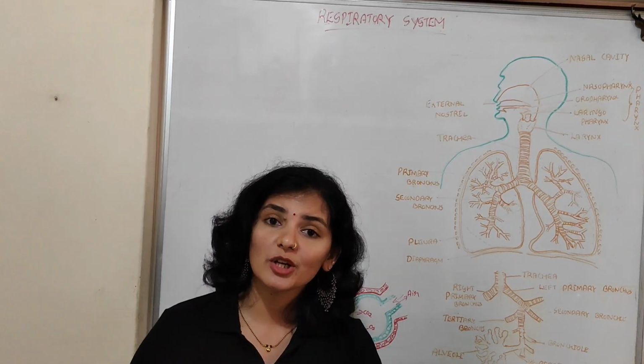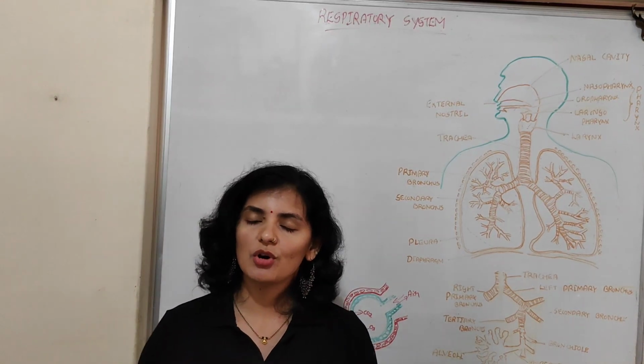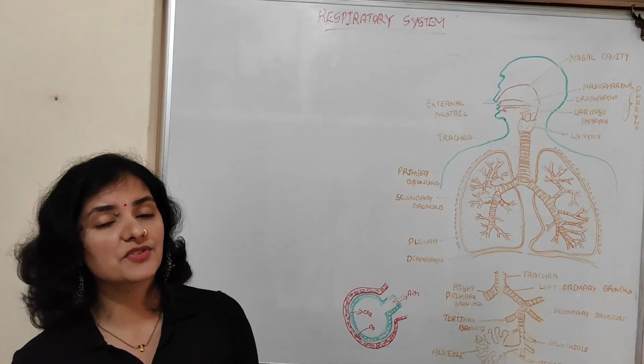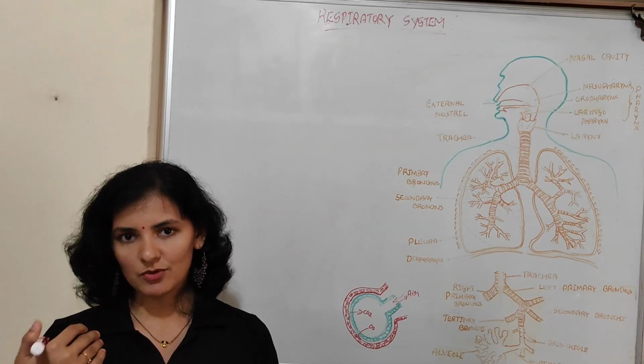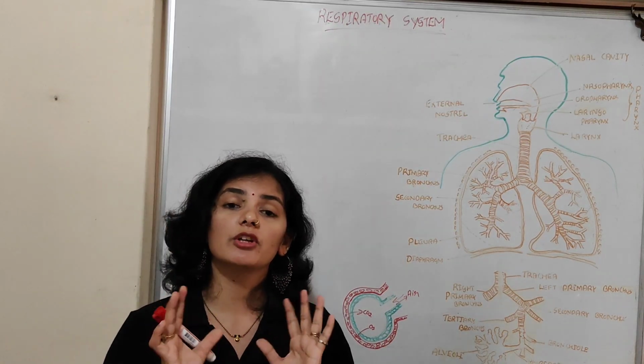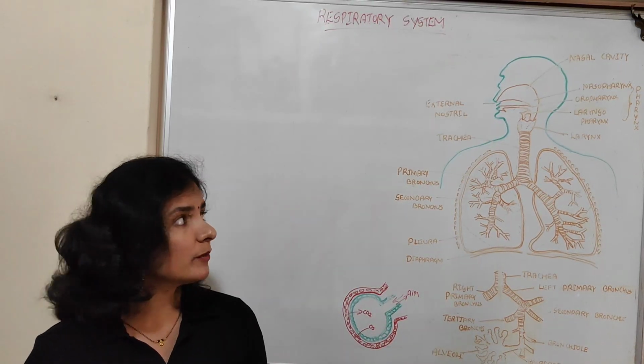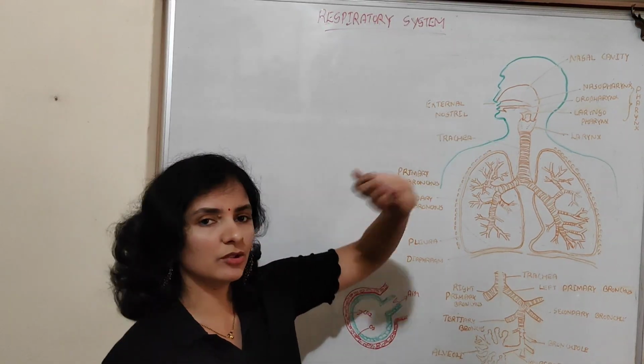In this video, we'll talk about human respiration. As you all know, respiration is a process where there is an exchange of gases, specifically oxygen and carbon dioxide, between the atmosphere and the body. And whatever organ is involved in this process is known as the respiratory system. If we talk about the human respiratory system, it begins with the nostrils.